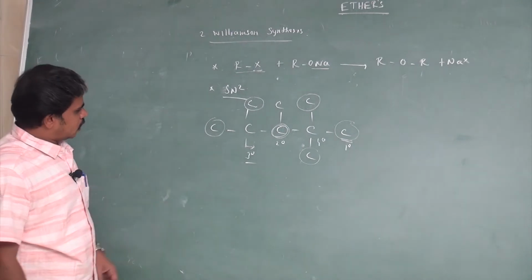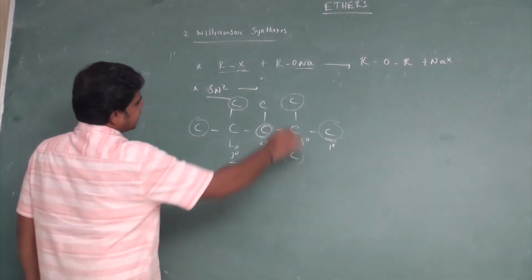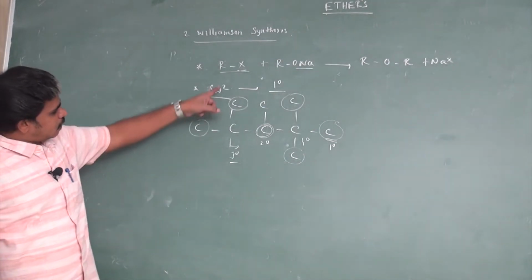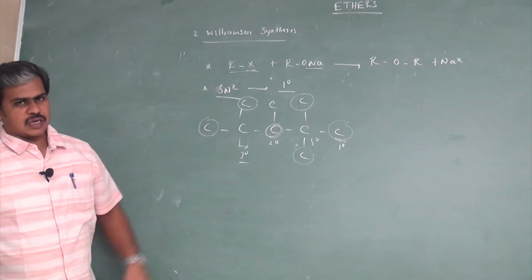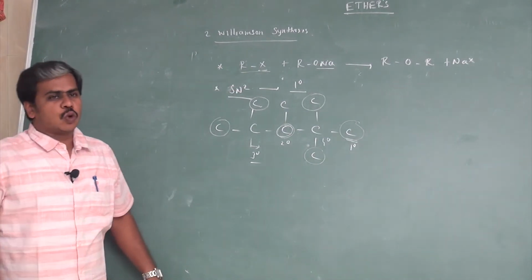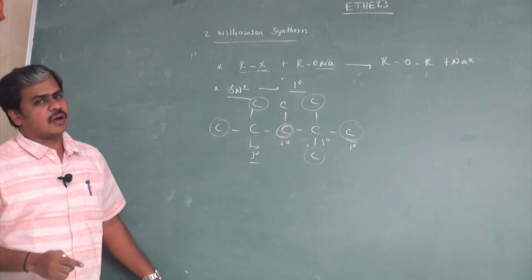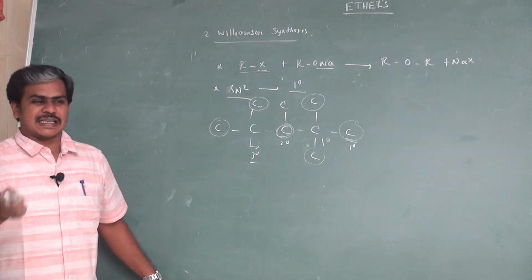Okay. Now here SN2 mostly favors primary. SN2 mechanism is nothing but bimolecular nucleophilic substitution reaction. Bimolecular nucleophilic substitution reaction occurs, or is most favorable, for primary. If it is tertiary, then it is SN1.